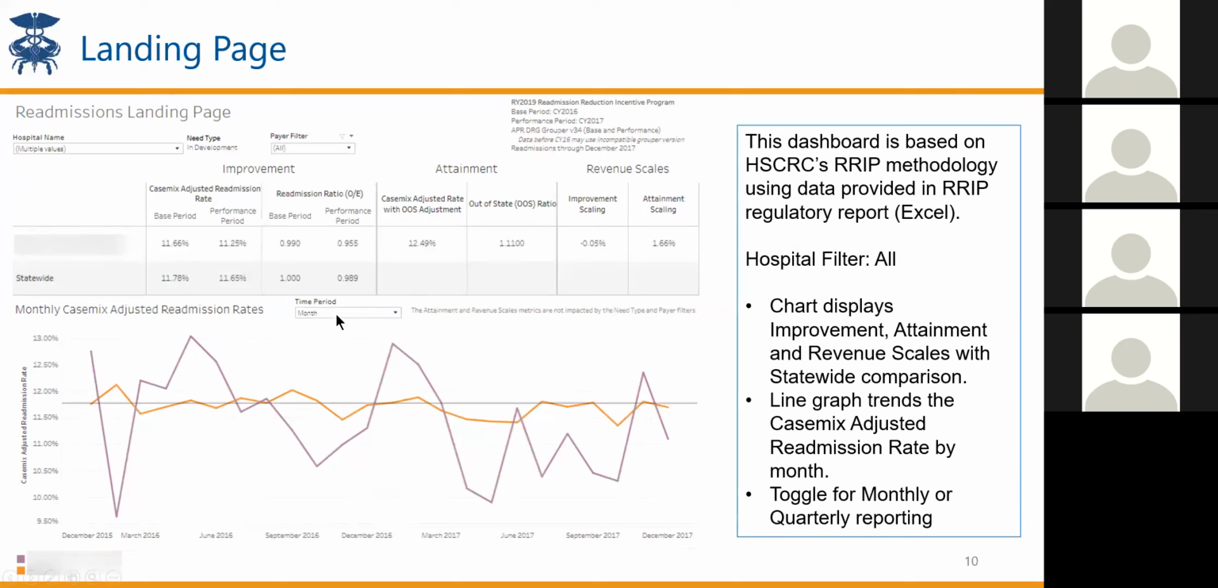This was a common request from users because, as we all know, hospitals across the state are reporting on different fiscal years, and a lot of hospitals requested the ability to look at the data monthly and/or quarterly. So this is something we were able to improve upon, I think, with these reports.